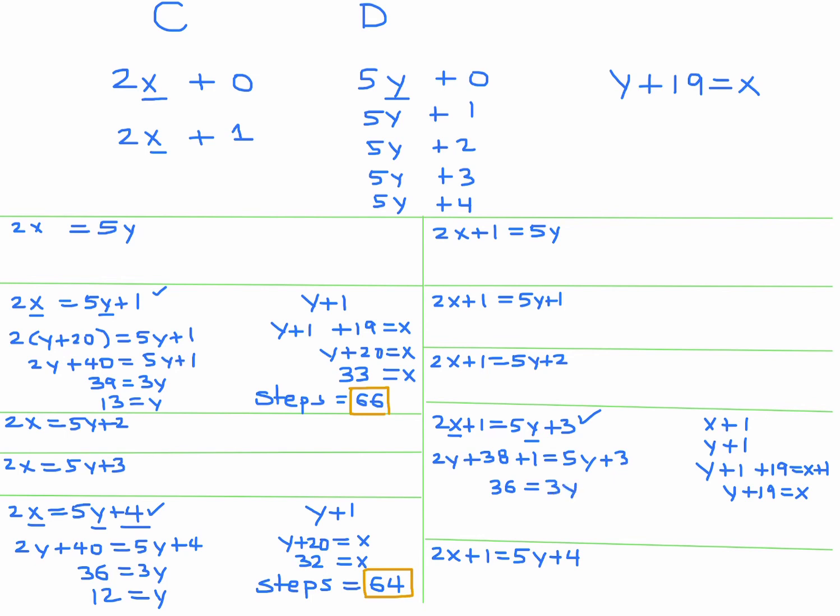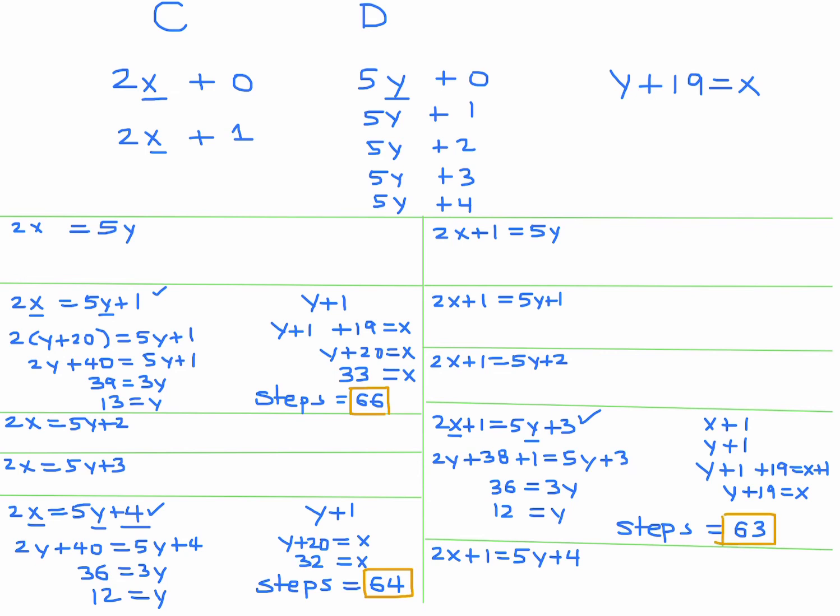36 is equal to 3y. So y is equal to 12. To get the number of steps, I substitute y equals 12 into here, and when you do, you get 63. So there we go. That is the only other integer value.